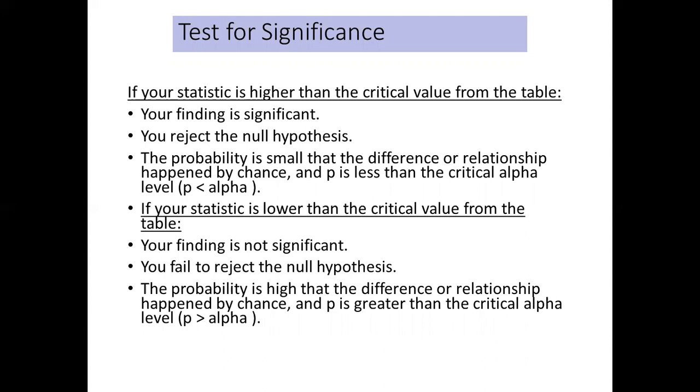So when your p-value is less than or equal to 0.05, it means that your finding is significant and your null hypothesis will be rejected, all right? When your p-value is greater than 0.05, it means that the probability is higher that a difference or relationship happened by chance. However, if your statistic is lower than the critical value from the table, it means your findings are not significant, and so on.